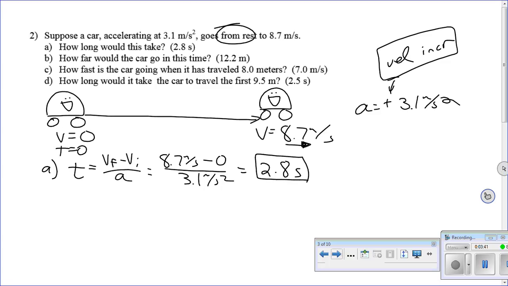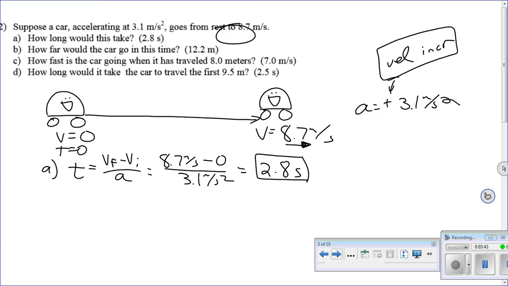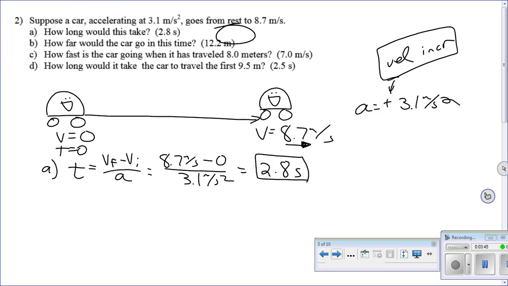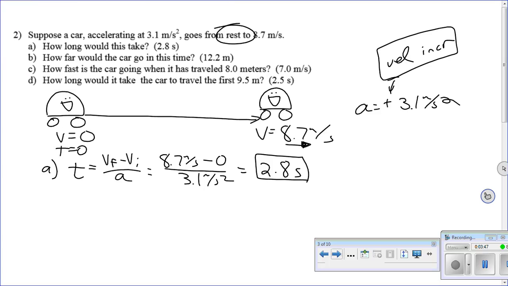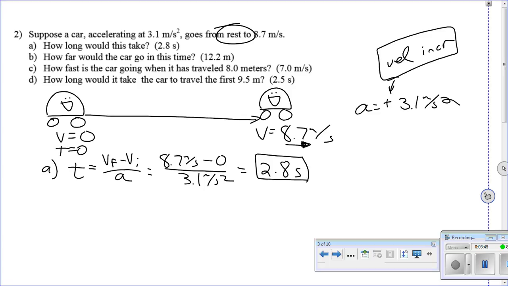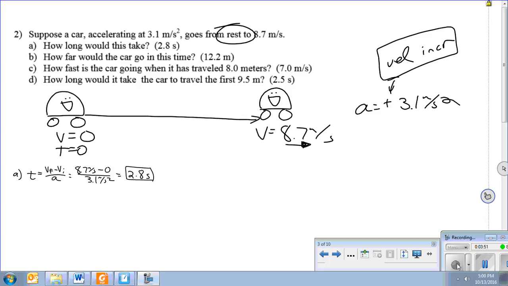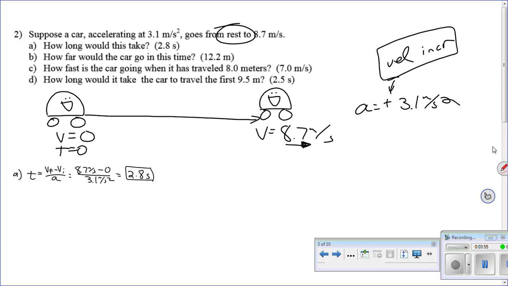So let's get this stuff. Whoa, that is not at all what I wanted to happen. All right, so there's part A. I kind of shrunk it over here in the corner.